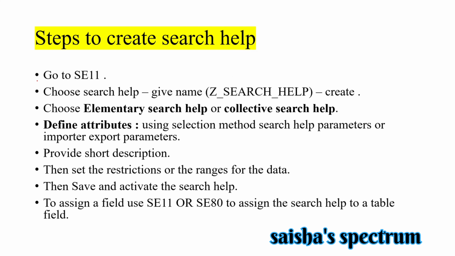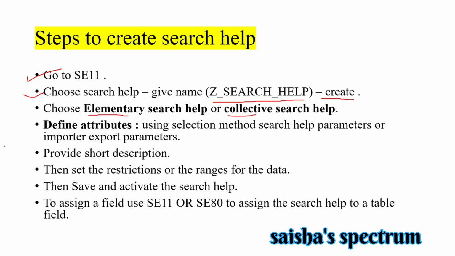Very first, go to the initial screen of the data dictionary using the SE11 T code. Then choose the search help radio button. Then provide a valid name and then click on the create button. Thereafter, after creating, choose the different types of search help, that is elementary search help or collective search help.